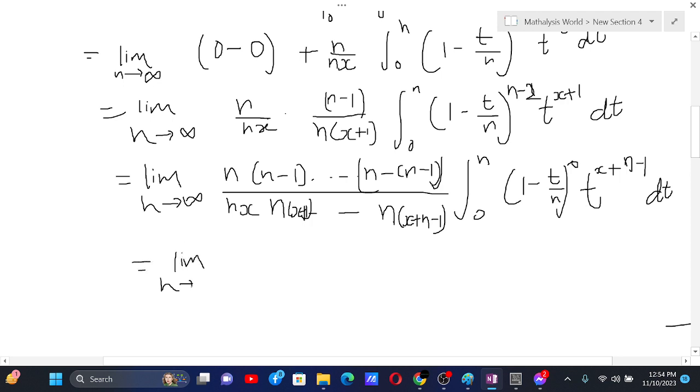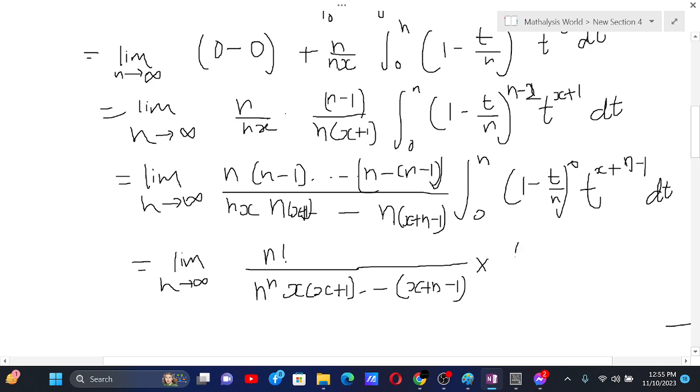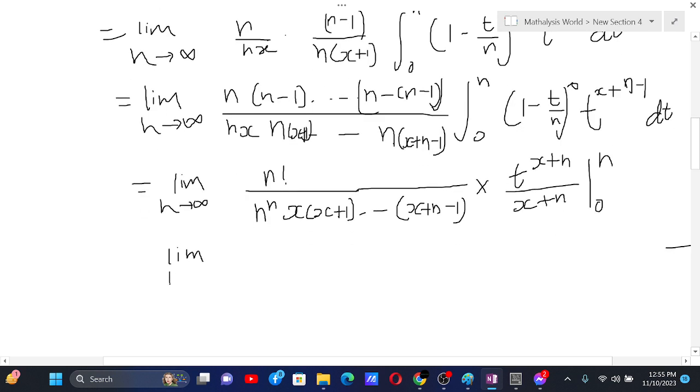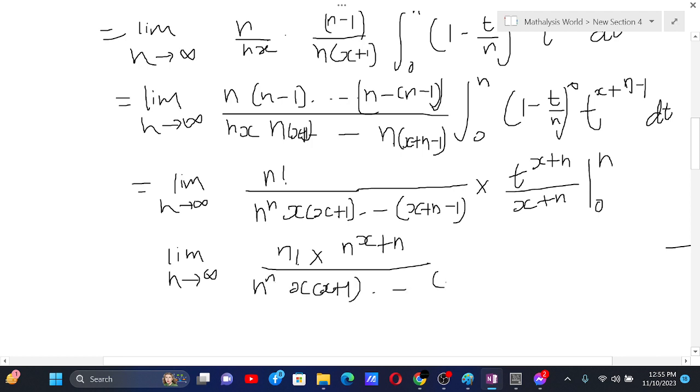Limit n tends to infinity, this is n factorial, and from 1 to n, that means we have n to the power n over here, and x plus 1, this product up to x plus n minus 1. Yeah, and over here this integral will be t to the power x plus n by x plus n from 0 to n, and then limit n tends to infinity n factorial times n to the power x plus n. This evaluates to n to the power x plus n by x plus n also. Okay, n to the power n, x plus 1 up to x plus n.